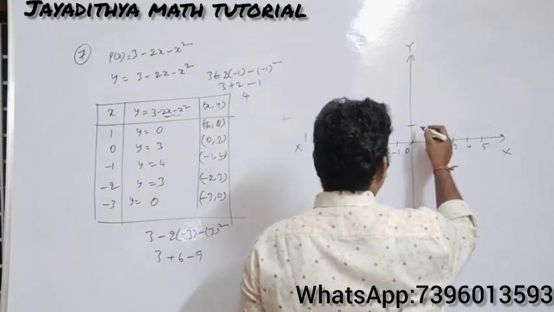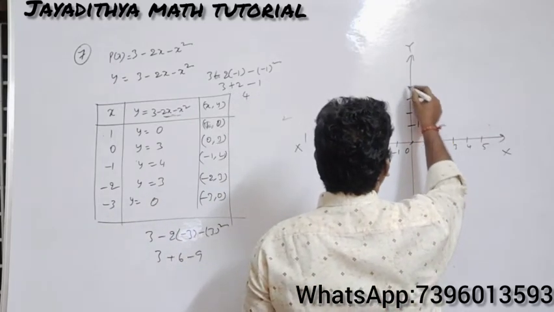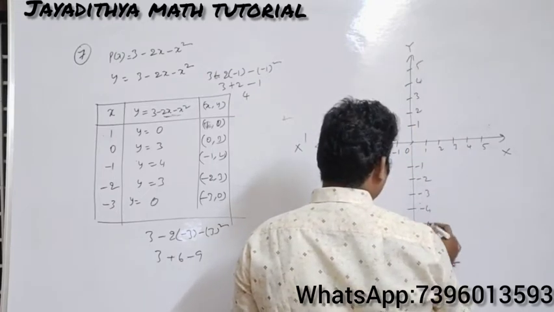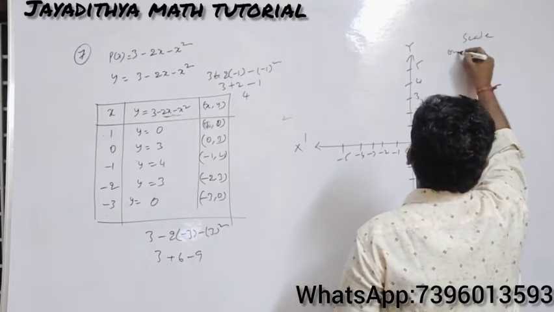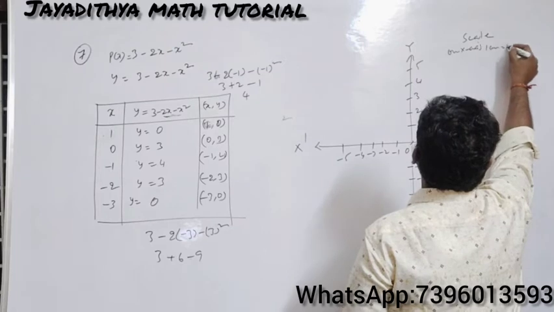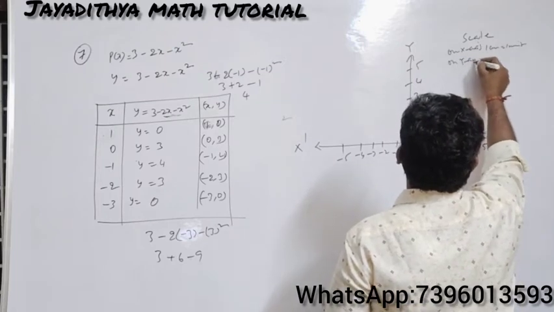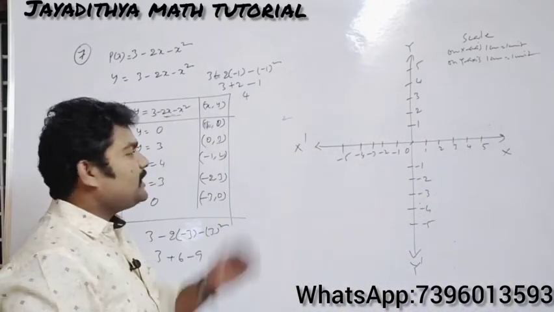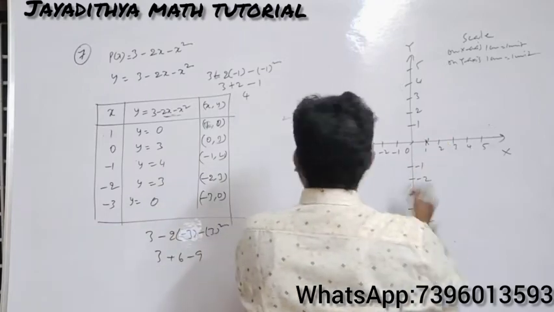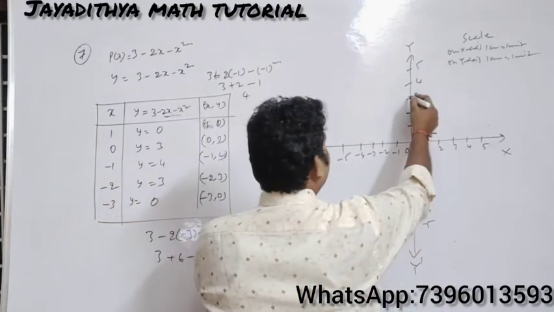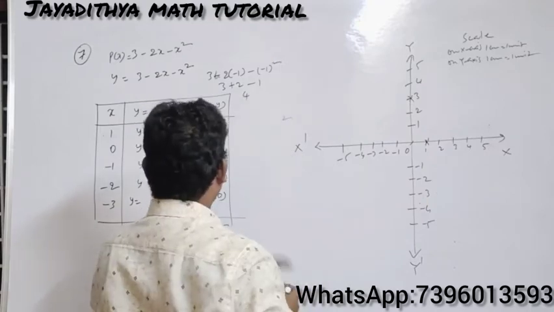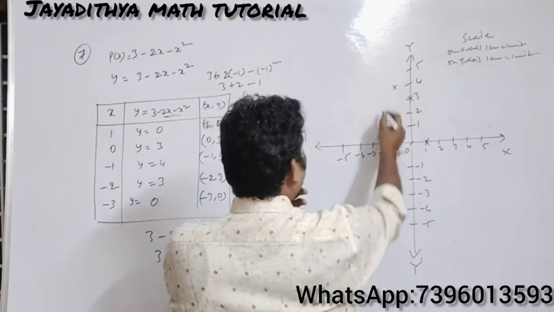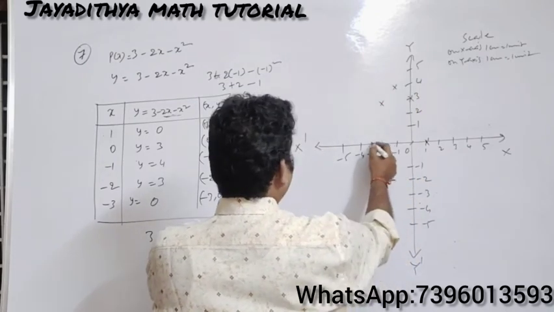Take your coordinates. Before that, write the scale here. 5, and here minus 1, minus 2, minus 3 and minus 4, minus 5. Scale I am taking on x-axis 1 centimeter is equal to 1 unit, and on y-axis 1 centimeter is equal to 1 unit, Nana. After that, what you need to do? You need to plot the points. The first one is 1 comma 0, here the point will be, and the second one is 0 comma 3, here the point will be, and the next one is minus 1 comma 4. So minus 1 comma 4 will be here, and the next one is minus 2 comma 3, it will be here, and the next one is minus 3 comma 0, it will be here, Nana.